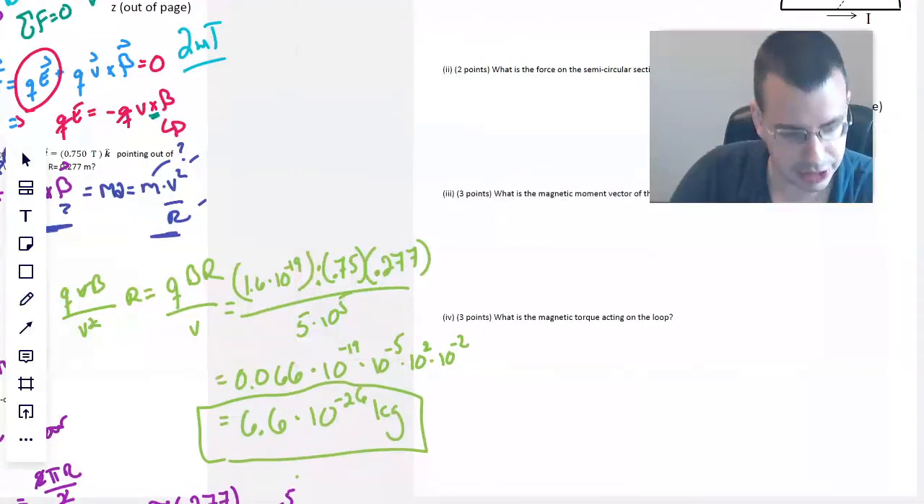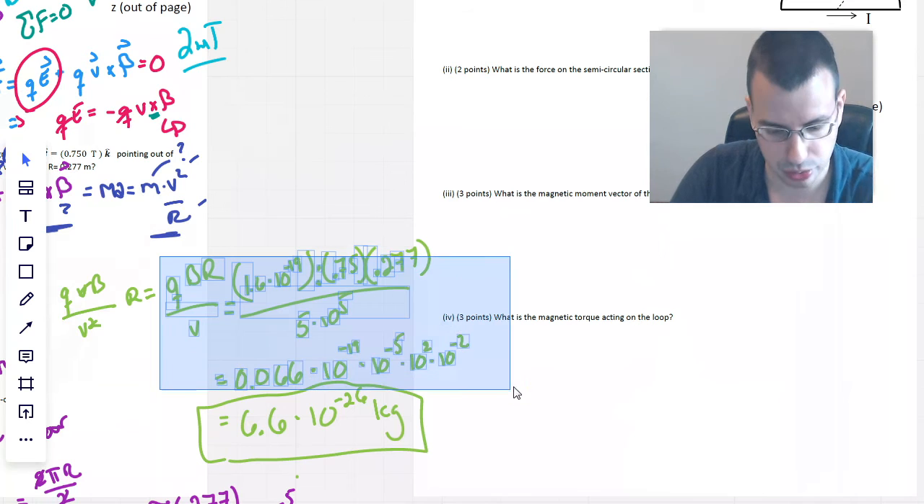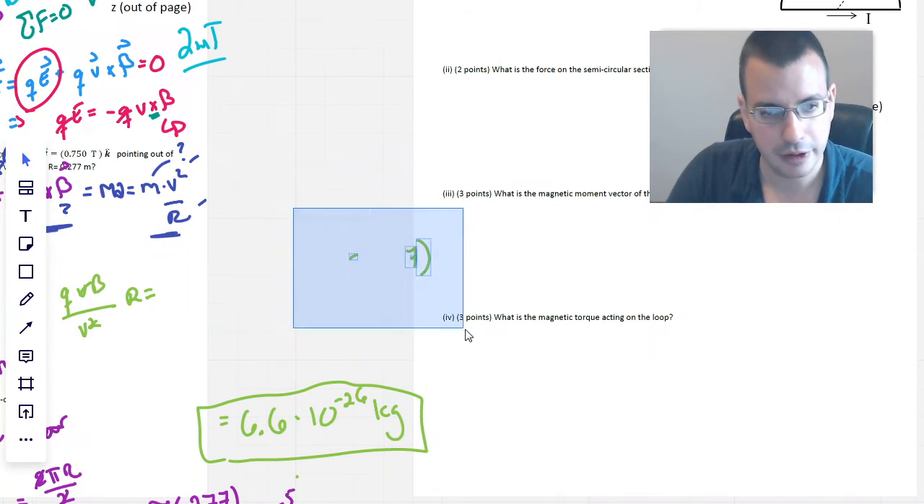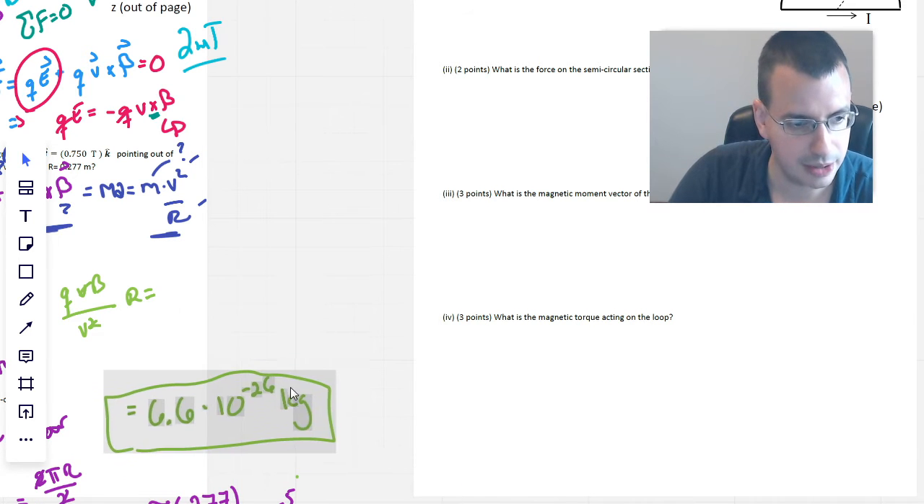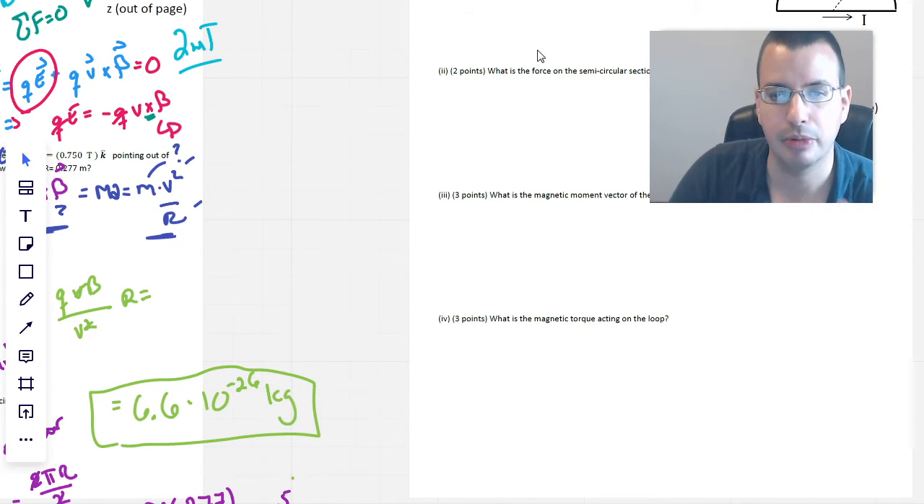Next, let's see. I'll clean up this part real quick. There we go. Get rid of that. Move this guy over so it doesn't feel so cramped. Don't want to ruin the feng shui of the next problem.